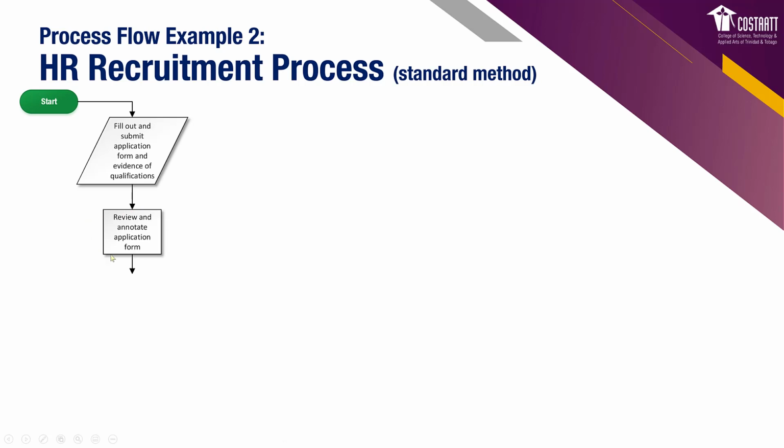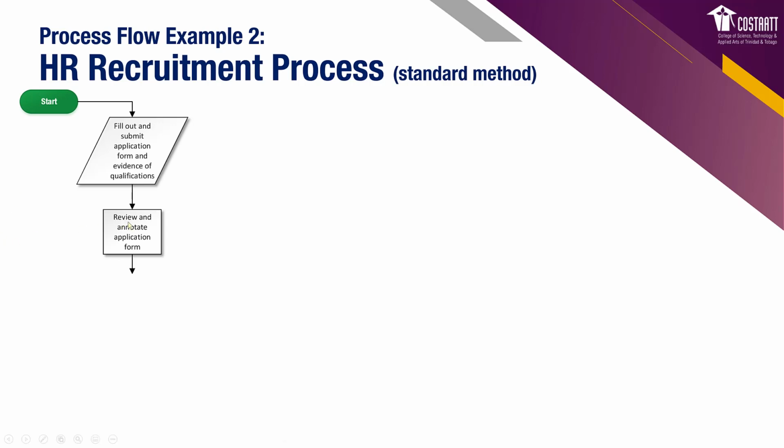In the review of that data and of the person's evidence of qualifications, we use the process symbol. Now this is a process. Whoever that HR person is, that HR assistant, they have to be trained in terms of what they need to do to review the submissions from applicants. So there will be a series of steps that they have to take.